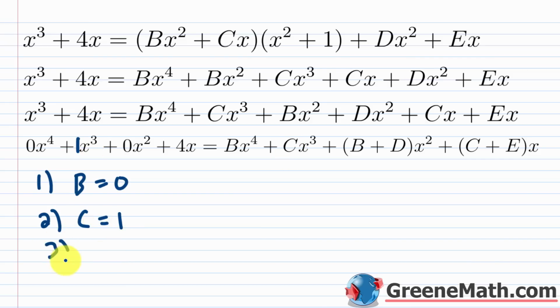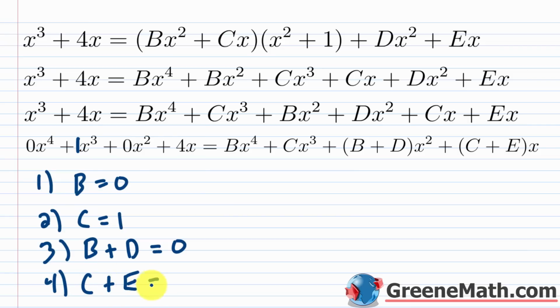And then the third equation of the system, let me fix this 3. If we go through here, we would say 0, which is the coefficient of x squared, is equal to b plus d, which is the coefficient for x squared over here. So b plus d is equal to 0. So then the fourth equation of the system, we're going to say that 4, which is the coefficient for x to the 1st power, is equal to c plus e, which is the coefficient for x to the 1st power over here. So let's go, c plus e is equal to 4.